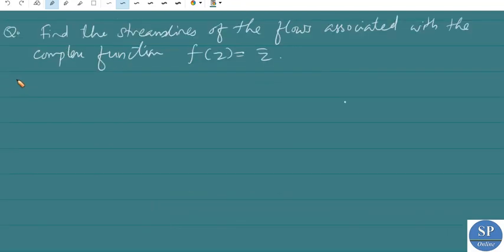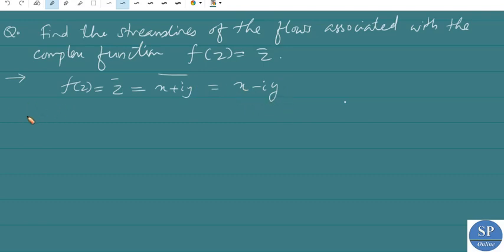Okay. Next, we can discuss a problem. Find the streamlines of the flows associated with the complex function f of z is equal to z bar. So we have to find the streamlines associated with this complex function. So we have here f of z is equal to z bar. Separating the real and imaginary parts, z bar is nothing but the conjugate of x plus iy, that is equal to x minus iy. So we have real part x and the imaginary part minus y.